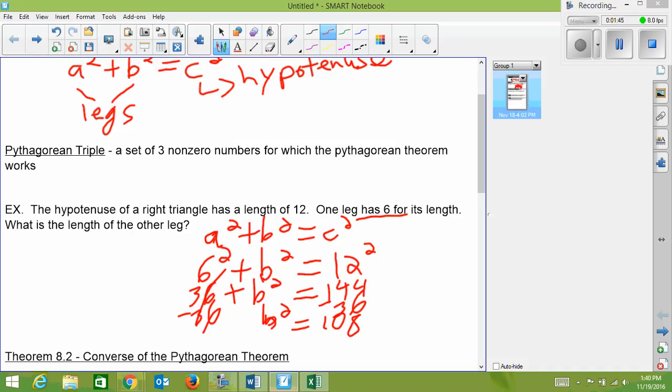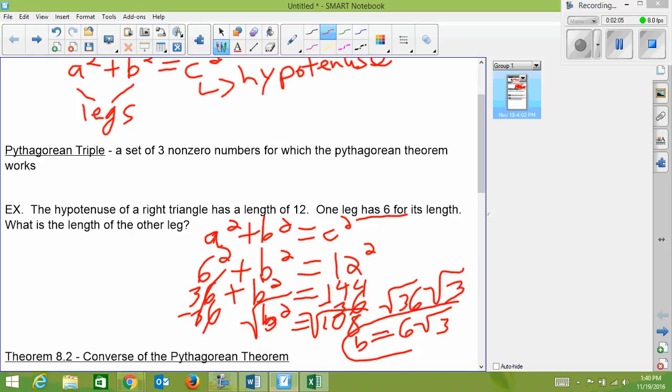And then remember, I'm not trying to find b squared, I'm trying to find b, so I have to square root both sides. The square root of 108 breaks down to the square root of 36 times the square root of 3, and the square root of 36 is 6. So 6 square root 3 would be your b in this case.